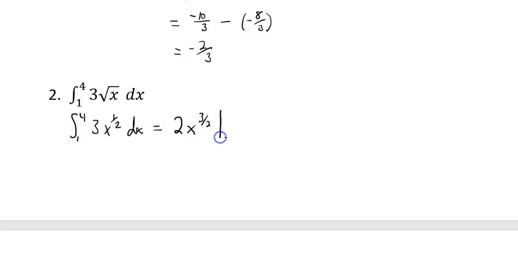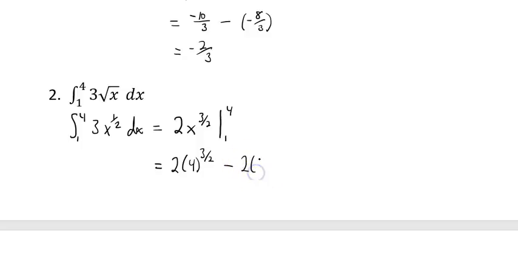Again, I put that straight line and the numbers a and b again, 1 and 4 in this case, to show that I'm evaluating using those numbers. This one doesn't have a plus or a minus, so I don't have to put it in parentheses. You can if you want to, just to always be doing the same thing. That's up to you. But the first thing I'm going to do is plug in 4. So 2 times 4 to the 3/2, and then I'm going to subtract and then plug in 1.